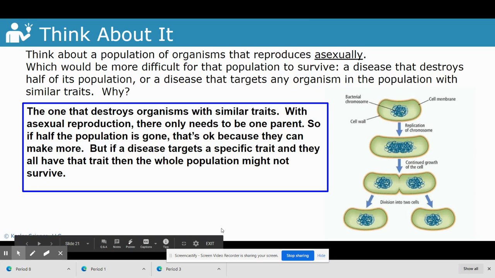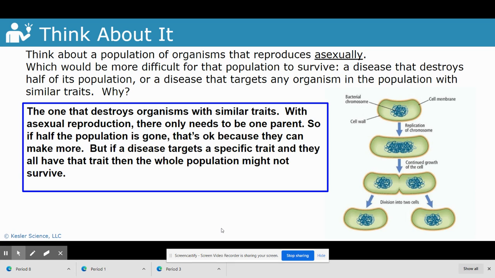All right, so here's another think about it question. This is about a population of organisms that reproduces asexually. Which would be more difficult for the population to survive: a disease that destroys half the population, or a disease that targets any organism in the population with similar traits, and why? So it's going to be the one that destroys organisms with similar traits.